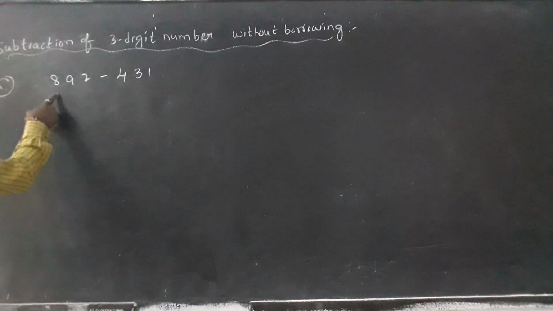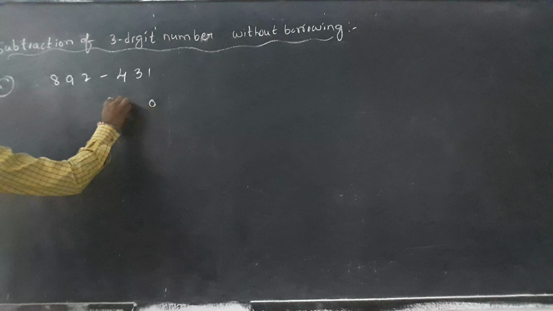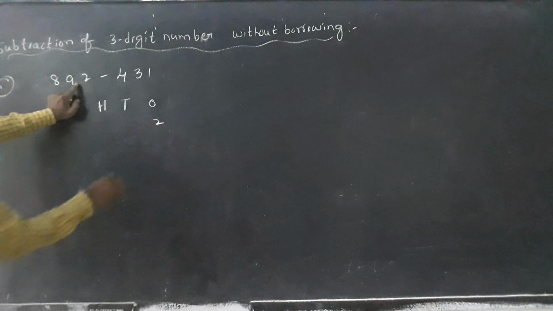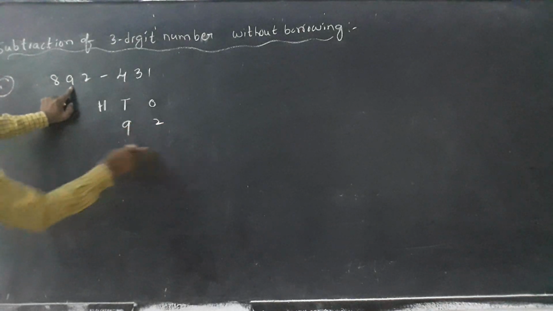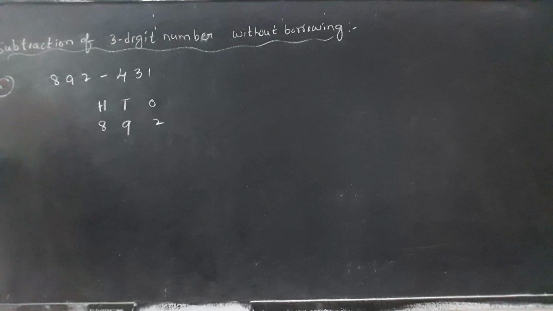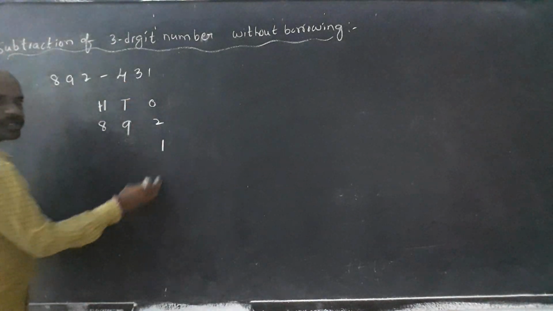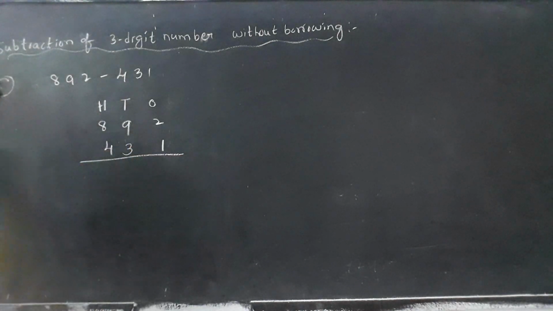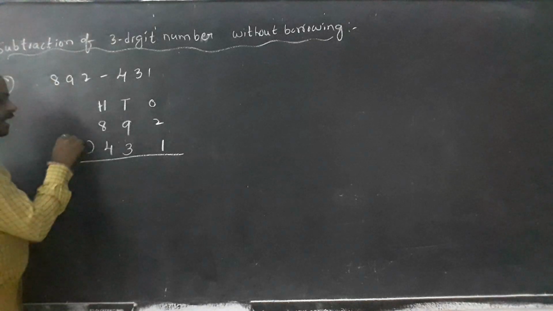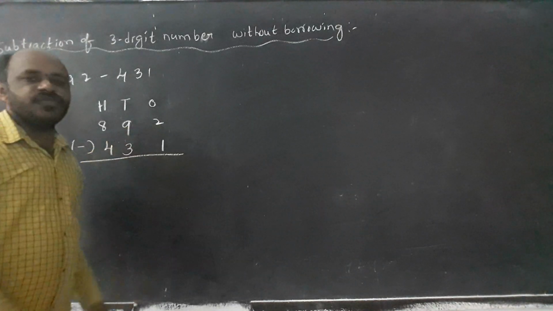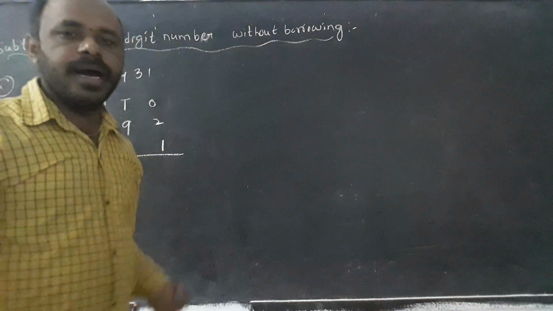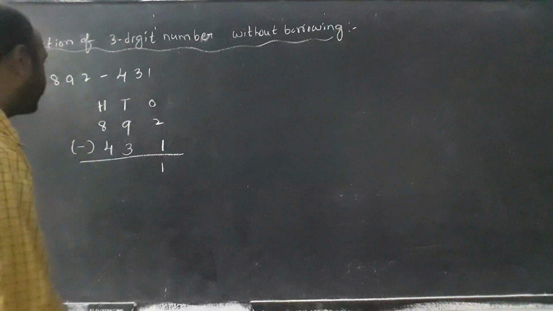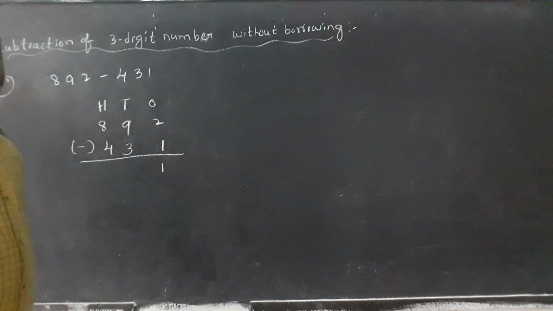Now, how to arrange the 3-digit numbers in ones, tens and hundreds. Ones place column: 2, then going right to left, 9, then 8. Then we write the second number again with ones place under ones place, tens place is 3, hundreds place is 4. Now we apply subtraction. 2 minus 1 is 1.